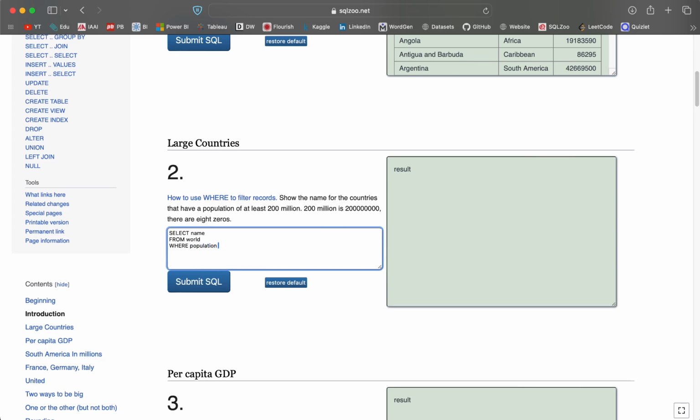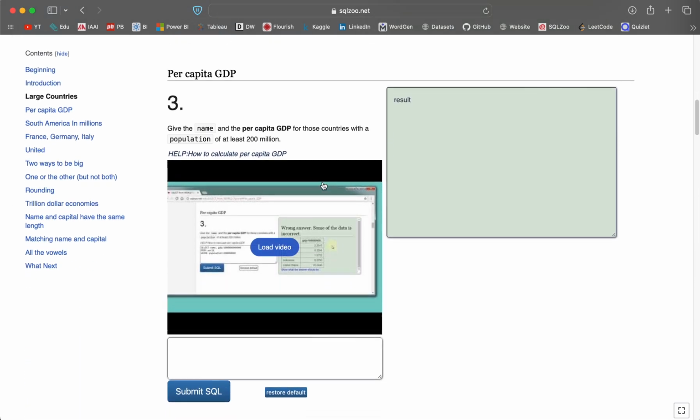Now remember, in grade school math, your greater than or less than signs, the way we use it is, this is asking for at least, meaning not exactly 200 million or more than 200. It's saying 200 million and up. So we say greater than or equal to 200 million. Let's run it. Beautiful. So we can see Brazil, China, India, Indonesia, and the United States have at least a population of 200 million.